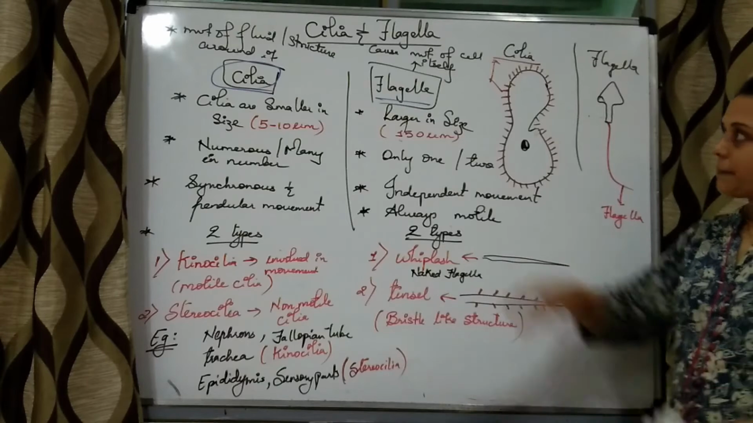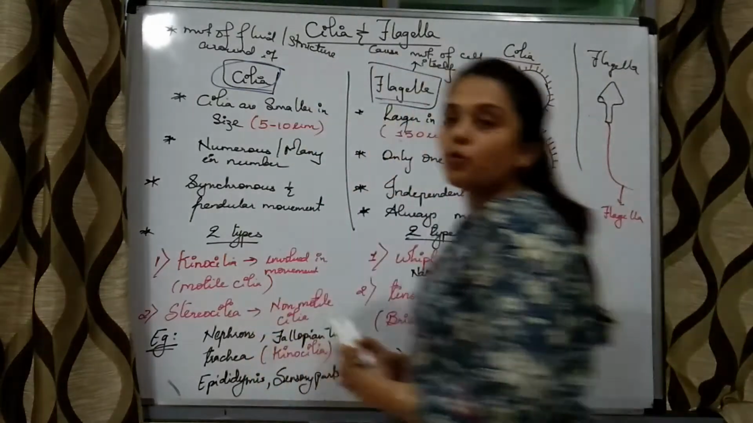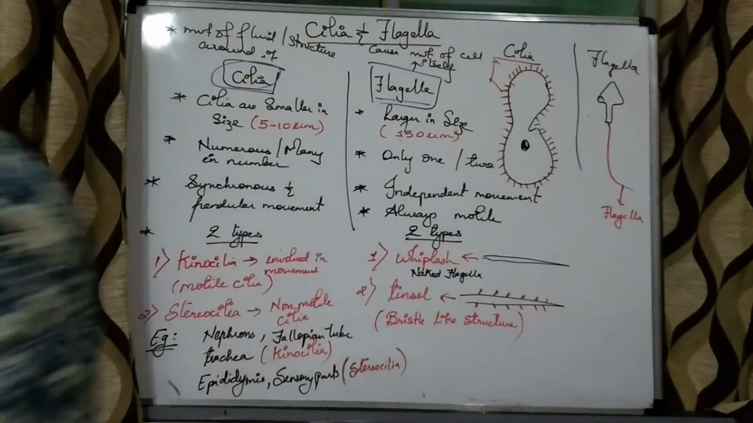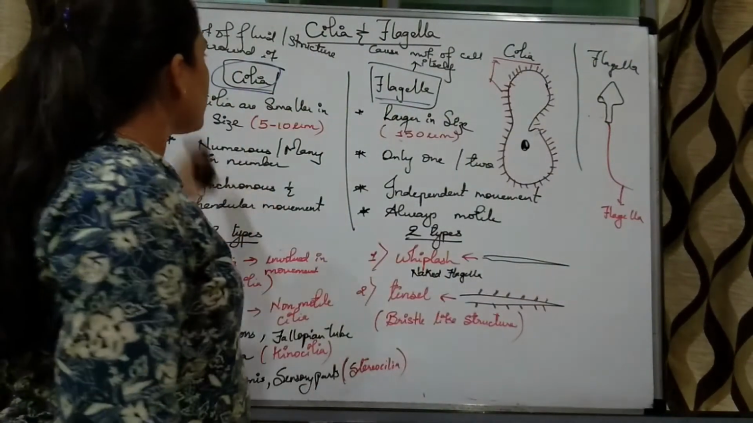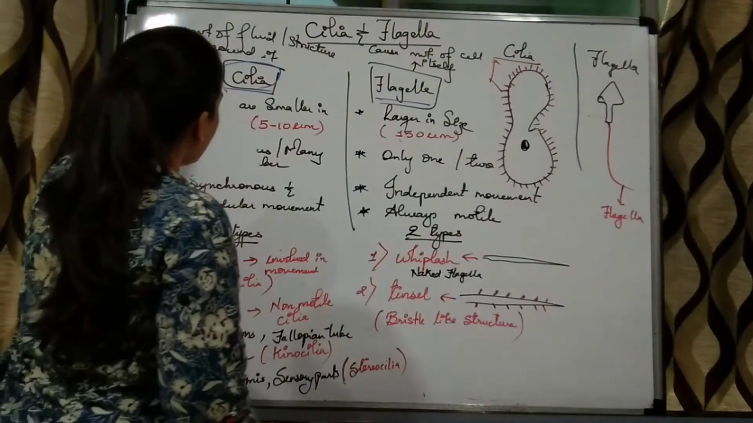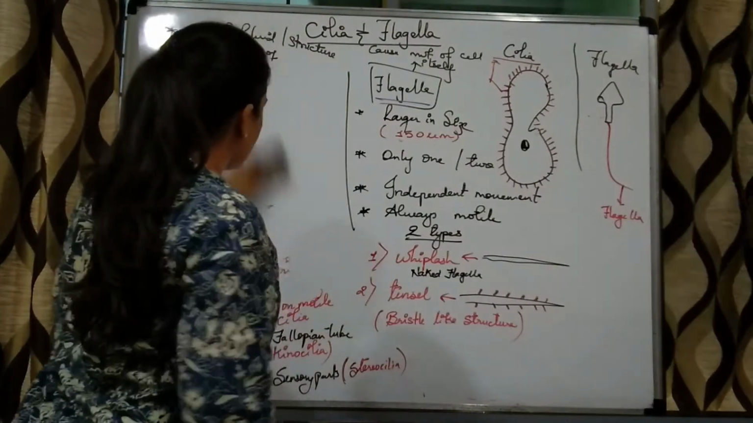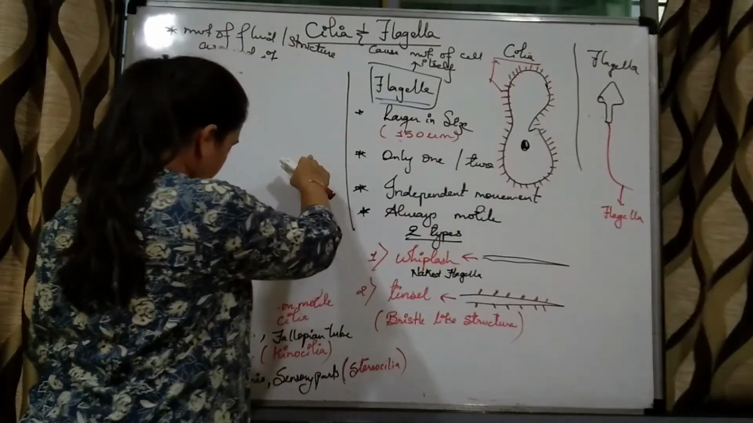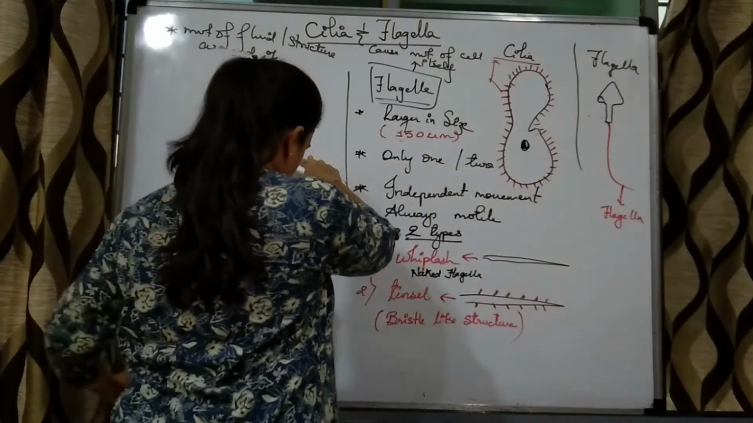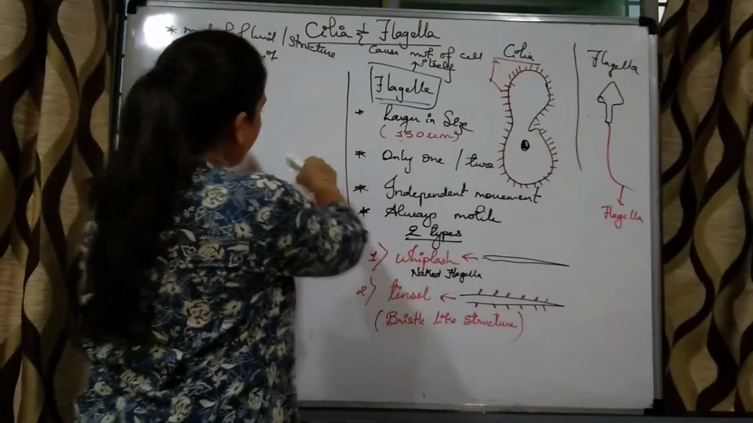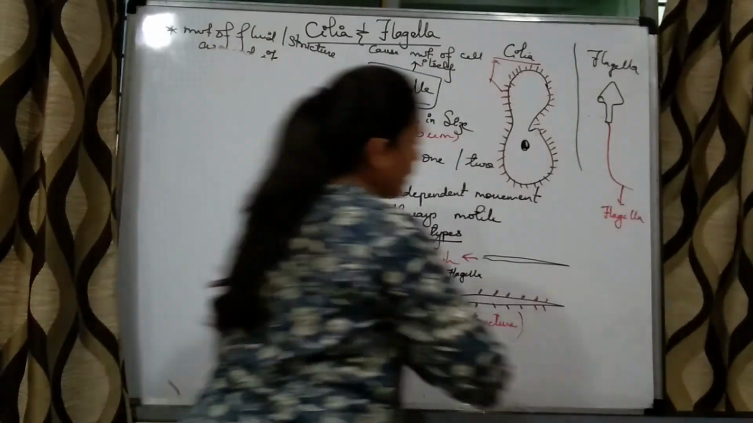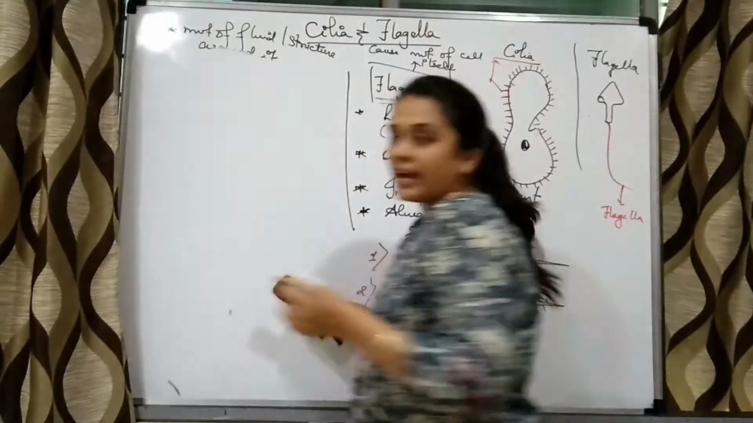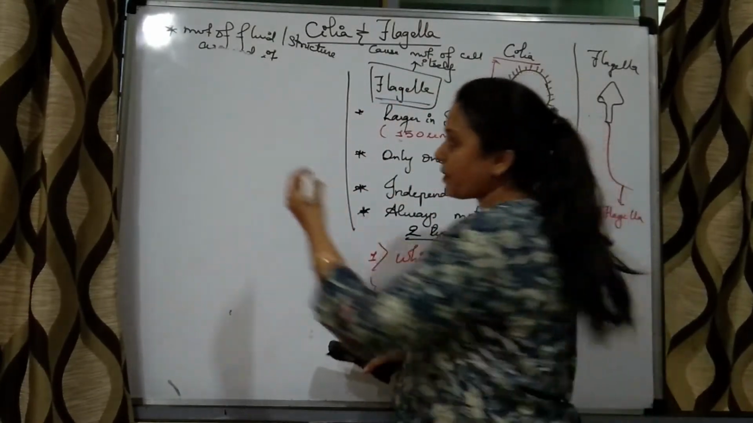Whiplash and tinsel type. Cilia is involved in the movement of the fluid or structure around it, whereas flagella is involved in the independent movement of the cell. What is it we will study, right? So cilia is involved in the movement of the substance around it, right?